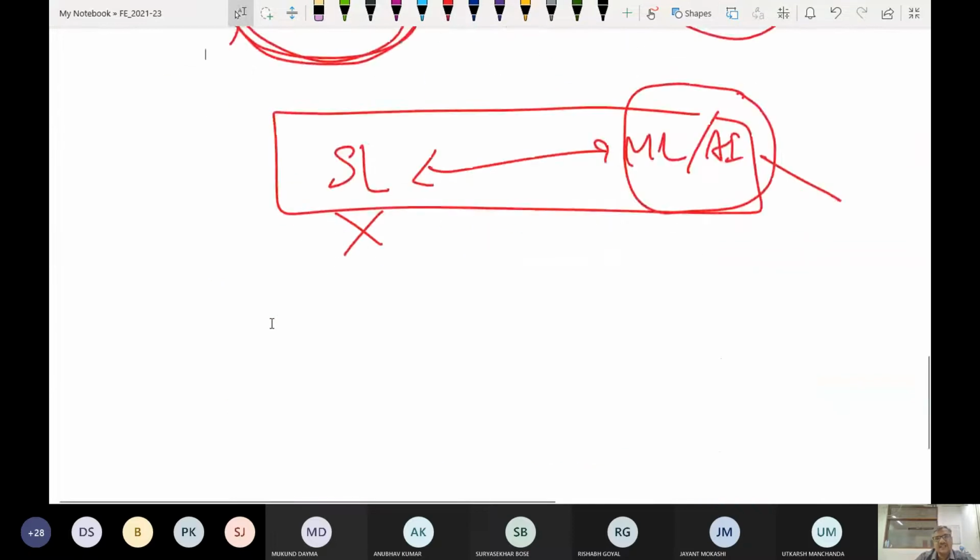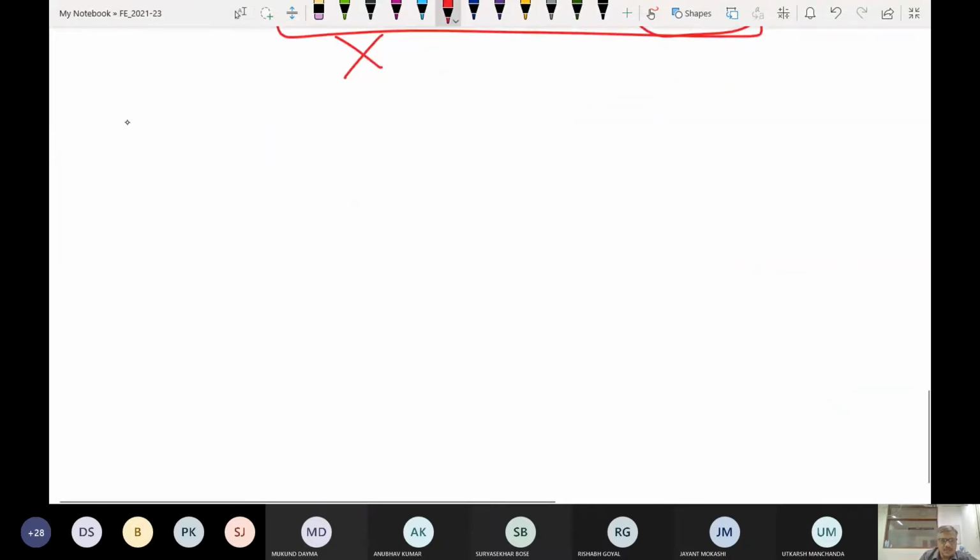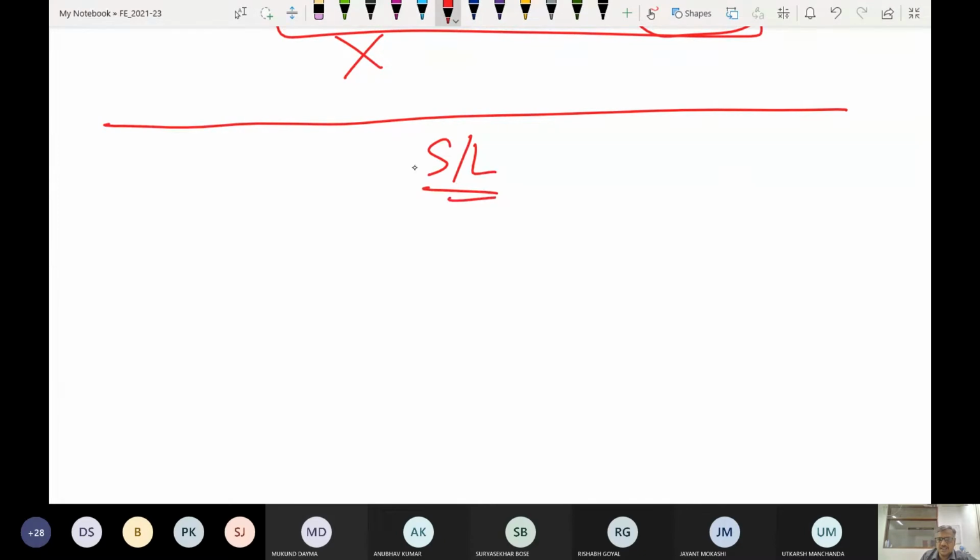When I say statistical learning, so now I'm coming to my course. When we say statistical learning, this is a term I'll be using.